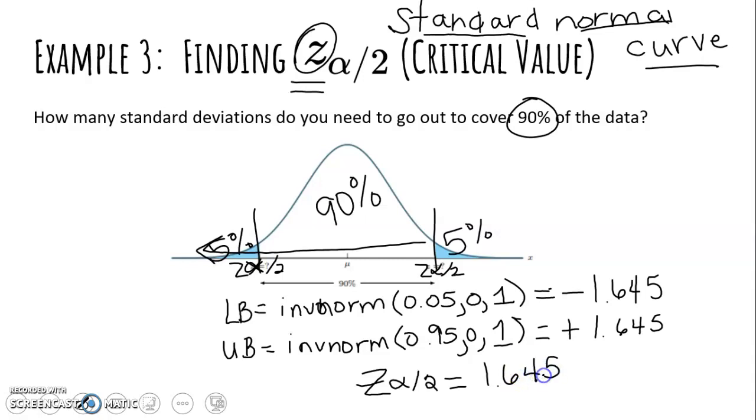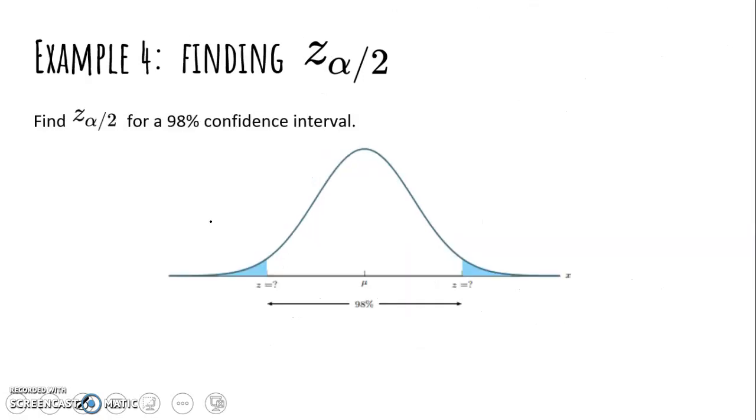So a lot of times what I will do is find out what this lower percentage is, 5%, put that in, and then take the negative off, and that would be my critical value. So 1.645. So now let's find the z-score for 98%. Actually, why don't you pause the video and you can find that, and then come back and we'll go over what the answer is.